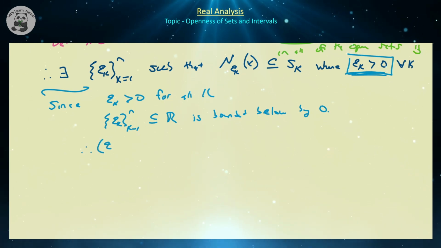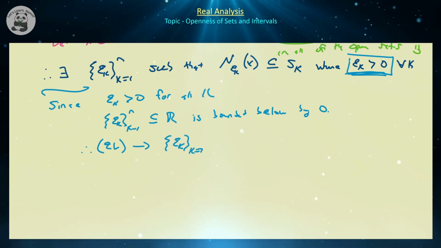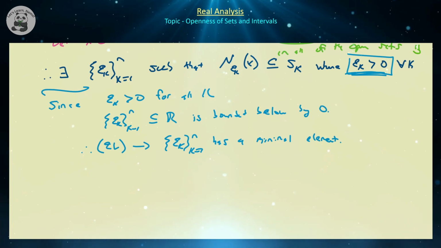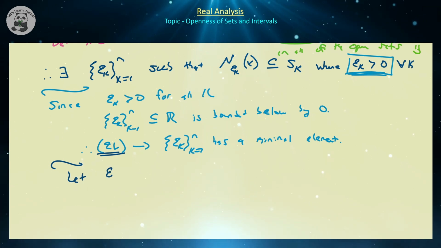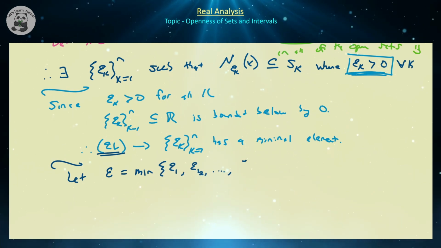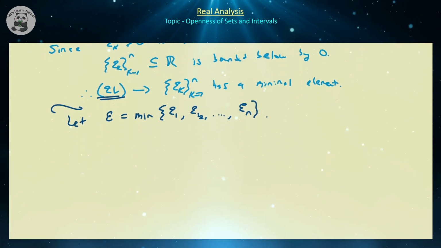Then by Zorn's lemma, and what does Zorn's lemma say? Since we have a subset of the real numbers that is bounded below, that means this set, epsilon k from k equal to 1 to n, has a minimal element, right? If it has a minimal element that is guaranteed to exist by Zorn's lemma, we're going to let epsilon be equal to that minimal element. So it's going to be the minimum of epsilon 1, epsilon 2, all the way down to epsilon n. Okay?